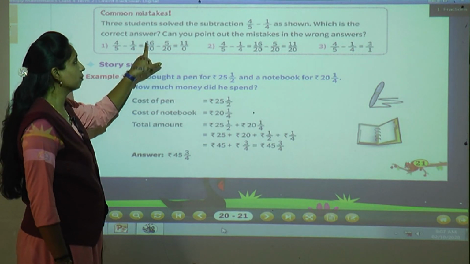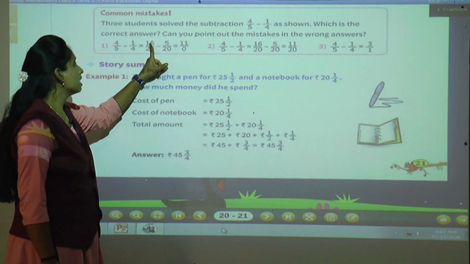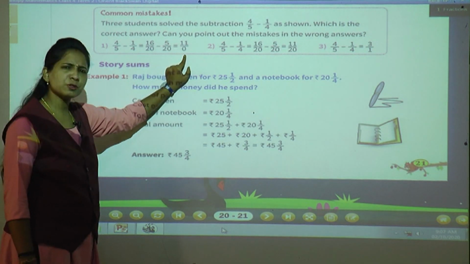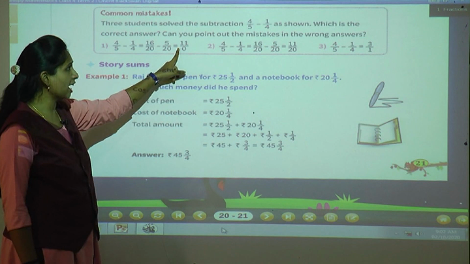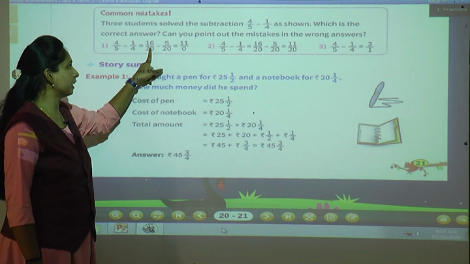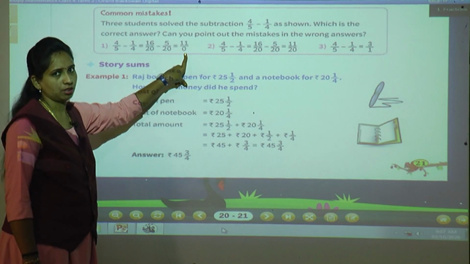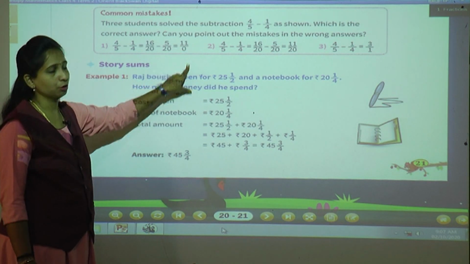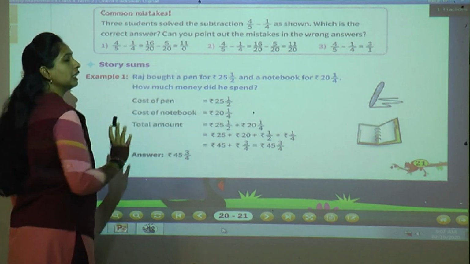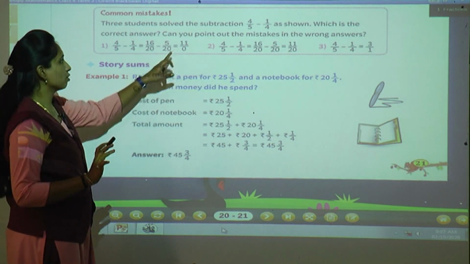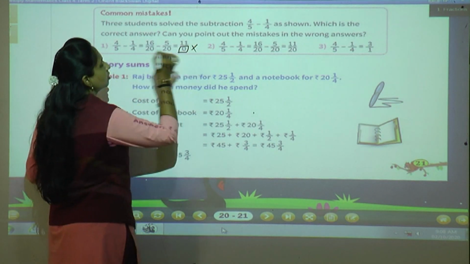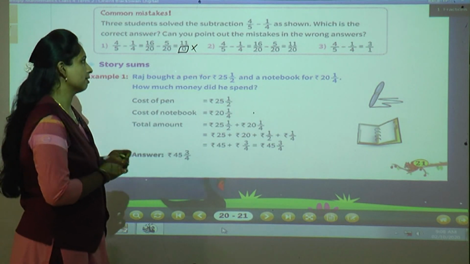Then what do we have to do? We have to subtract the numerators. 16 minus 5 is 11. But the denominator we are supposed to write as it is. But what has he done? He has subtracted the denominator also. 20 minus 20 is 0. Is it correct? No. When the denominators are the same, you have to write it only once, as it is. So here he has committed a mistake. So this is wrong.